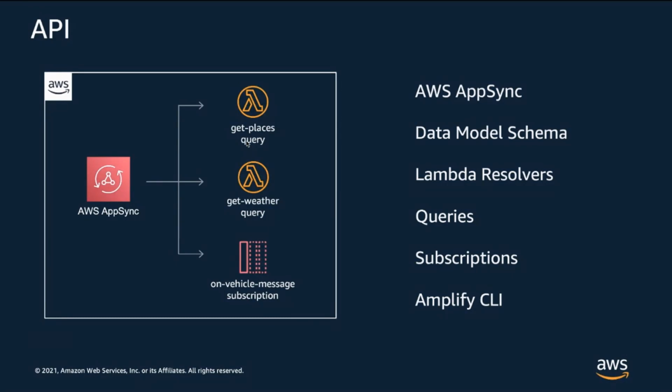As I mentioned before, we are going to be building that with AWS AppSync. AppSync is our managed GraphQL service. We're going to look at how we define that API in what's called a model schema file. We'll then look at how we wire up the API calls to the Lambda functions that we just built. Those are called Lambda resolvers. Finally, we'll look at how you define a query and a subscription, and then how you use Amplify to deploy that API to your AWS account.